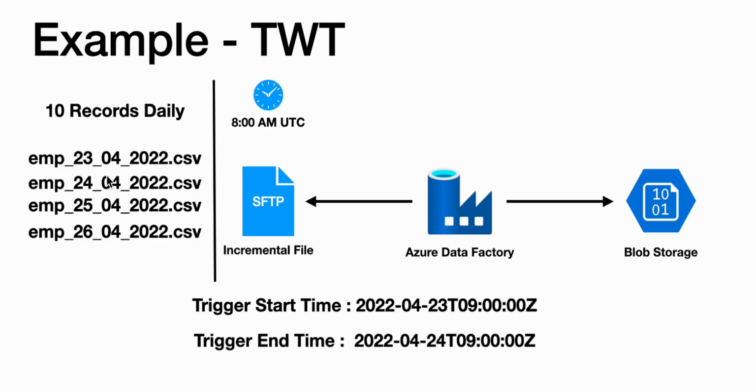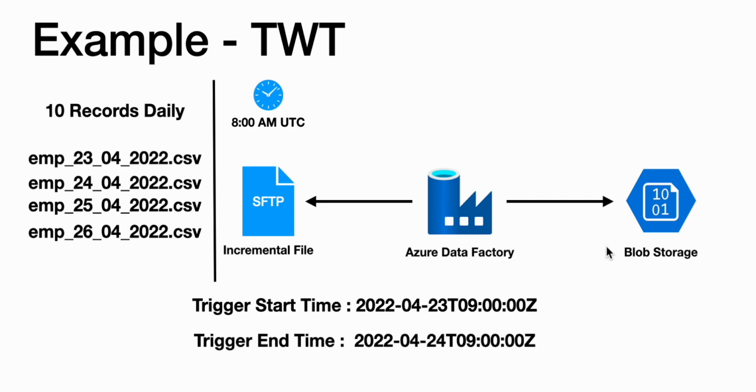Even if I deploy this pipeline on 24th, we will have two executions. One execution will be for 23rd and the other one will be for 24th, and both the files will be copied on 24th of April into your blob storage. So this explains what's the benefit of backfill scenarios.